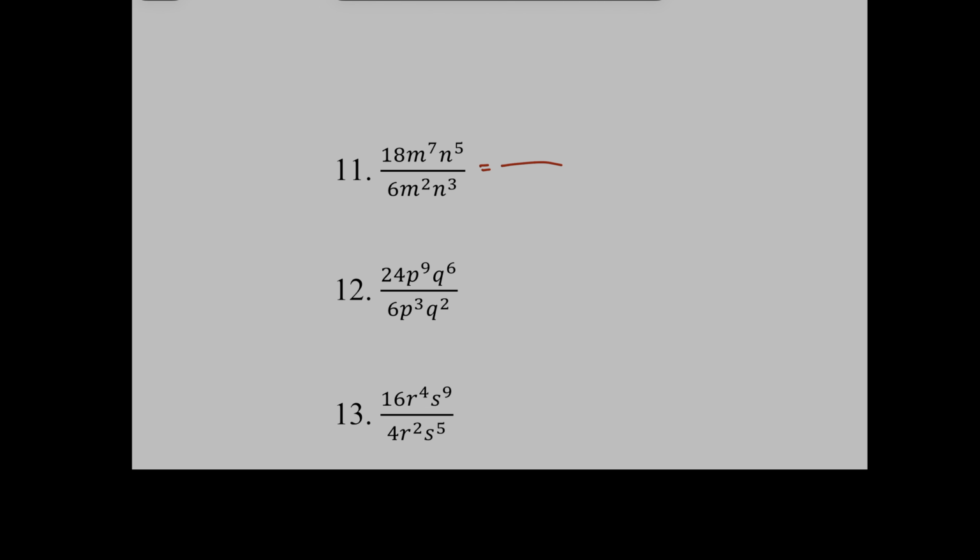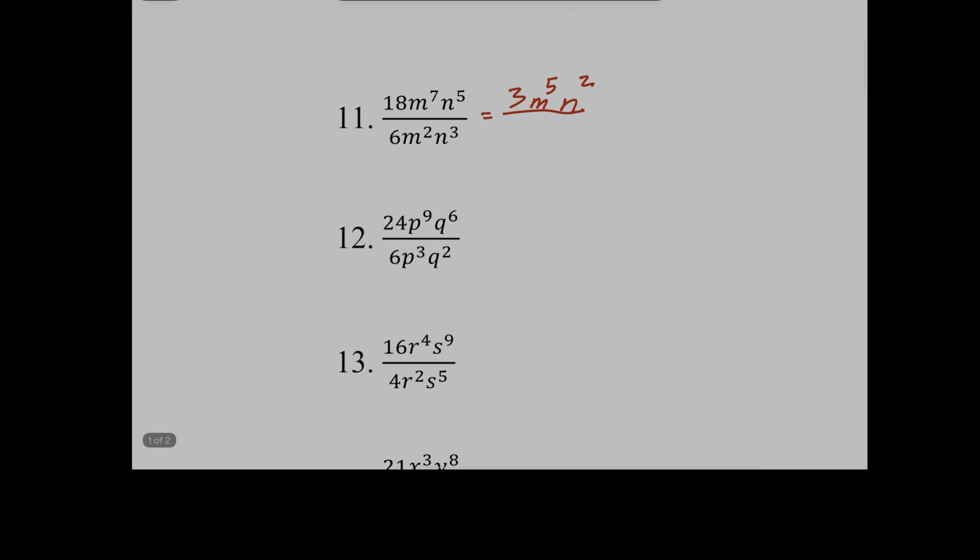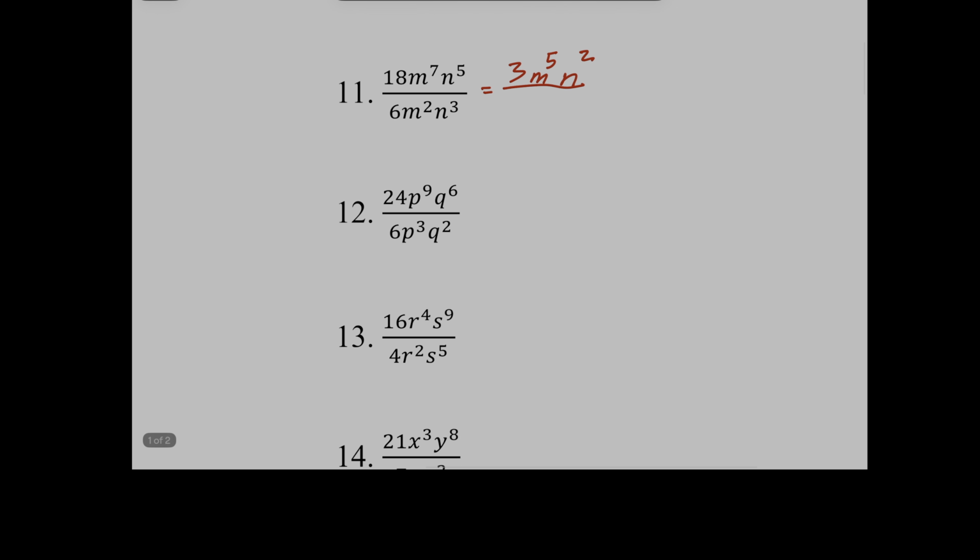18 divided by 6, that becomes a 3. Now, my m's, I have more on top, so the answer is on top. I have more n's on top, so my answer stays on top. Make sure you subtract the exponents. Remember, when you multiply, you add. But when you divide, you subtract.